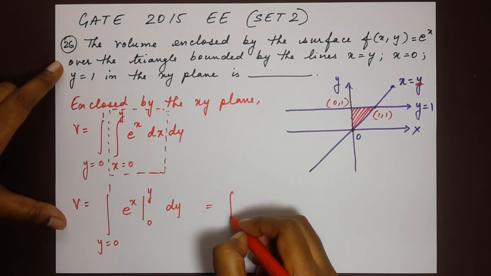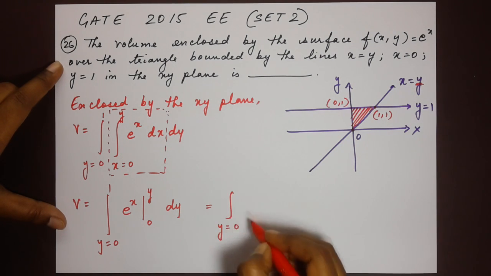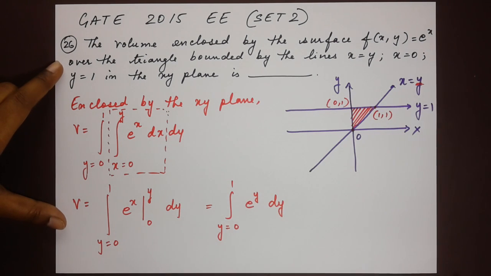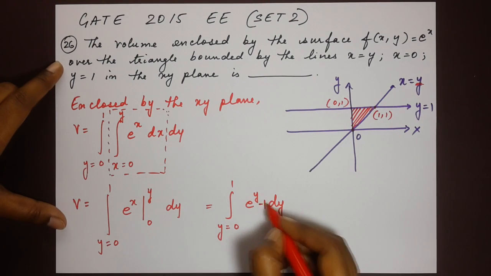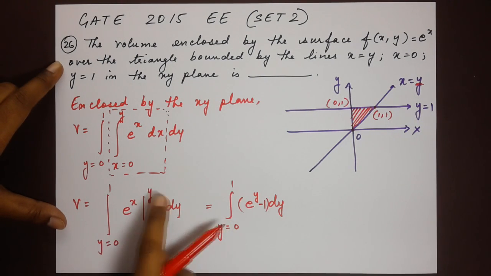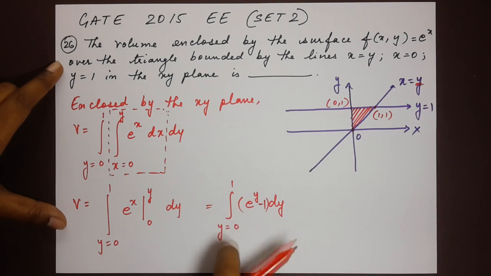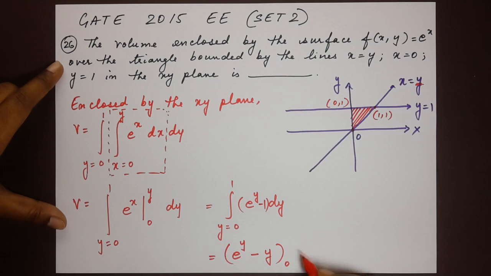Now let's substitute the limits. What do we have? We have e power y dy minus 1. So that's minus 1 as well. So it's e power y minus 1 because e power 0 is 1. So our expression now is integral y equals 0 to 1 e power y minus 1 dy. Let's integrate it further and see what we get. E to the power y minus y over the limit 0 to 1.